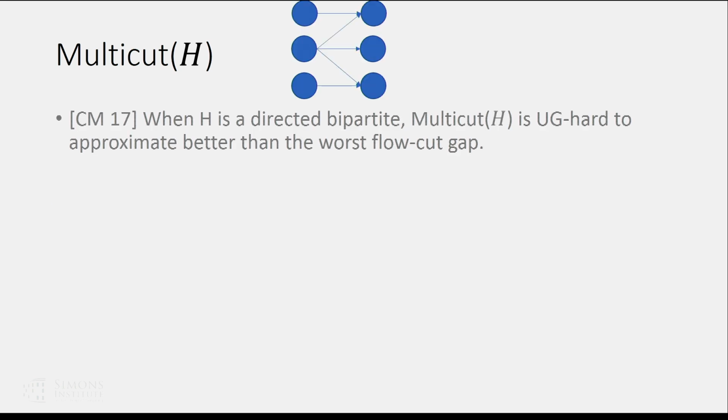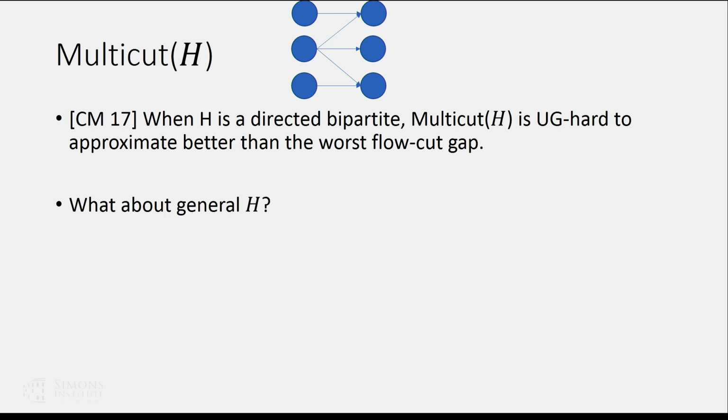But surprisingly, Chandra and Vivek proved that when H is a directed bipartite graph, by which I mean a graph like this, where the undirected version is bipartite and every edge is heading in one direction, then multicut H is unique games hard to approximate better than the worst flow-cut gap. So if H looks like this, then actually the flow-cut LP is the best LP you can write. Okay, so the next natural question is, what about general H?